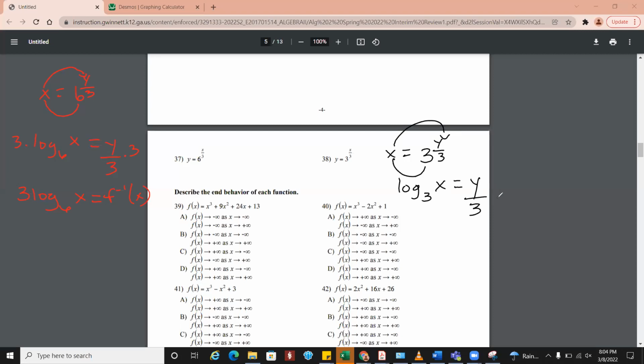Still want y by itself. So I'm going to multiply by 3 on both sides. And so that's going to be 3 log base 3 of x equals the inverse function. Okay.